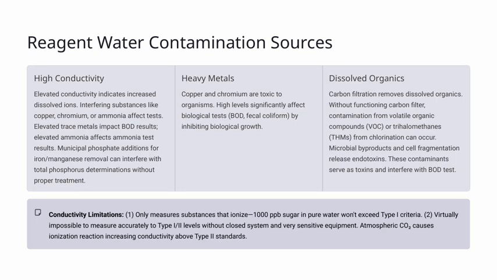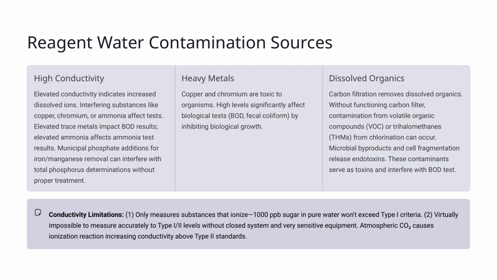Let's take a closer look at some common sources of reagent water contamination. First, high conductivity is a key indicator. When conductivity levels are elevated, it means there are more dissolved ions present in the water. These ions can come from substances like copper, chromium, or ammonia, which can interfere with our testing processes. For example, elevated trace metals can skew BOD results, while increased ammonia levels can affect ammonia-specific tests.